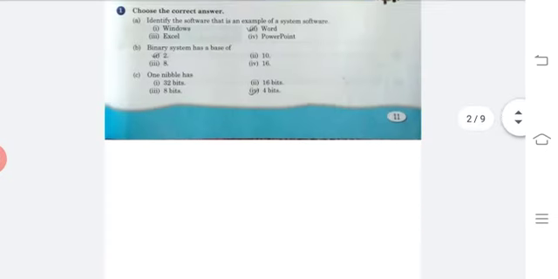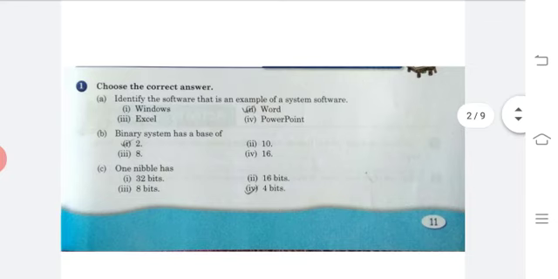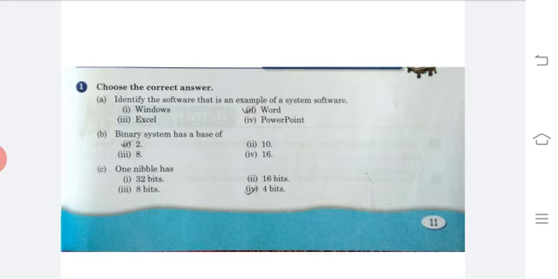So first question is choose the correct answer. The first one is identify the software that is an example of system software. System software means that it controls the overall operation of the computer. Okay. So here unfortunately we take Word, but the correct answer is number 1, Windows. So here the answer is Windows. So all of you write Windows, not Word.